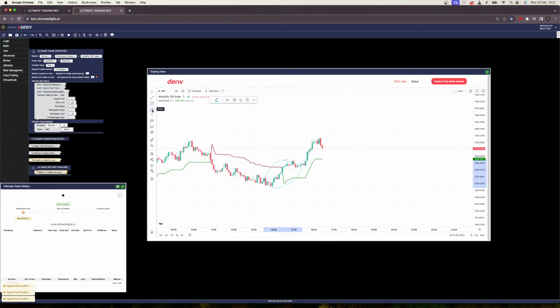The bot is still analyzing the market. No trades have been executed yet. So my guess is that the price may come down to this support level here before the bot executes a trade. So you just have to wait.